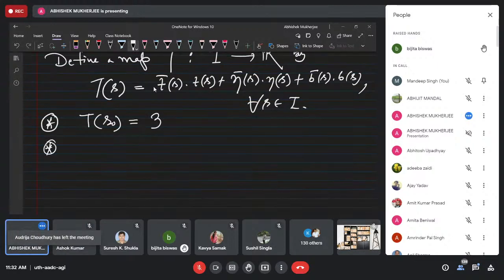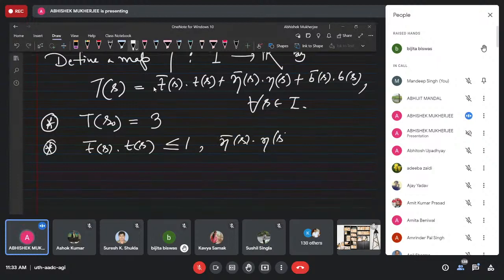Also, for any s, you can say that T bar(s)·T(s) is less than or equal to 1. Eta bar(s)·eta(s) is also less than or equal to 1, and B bar(s)·B(s), yes, is less than or equal to 1.